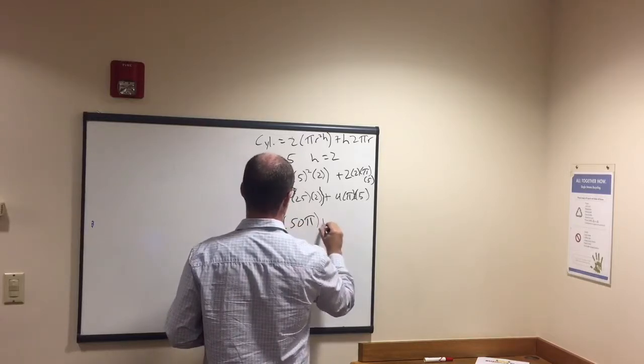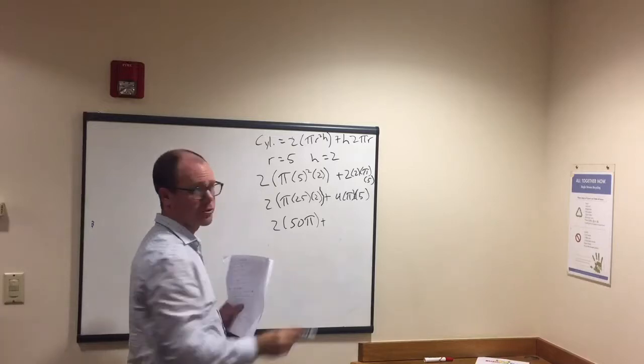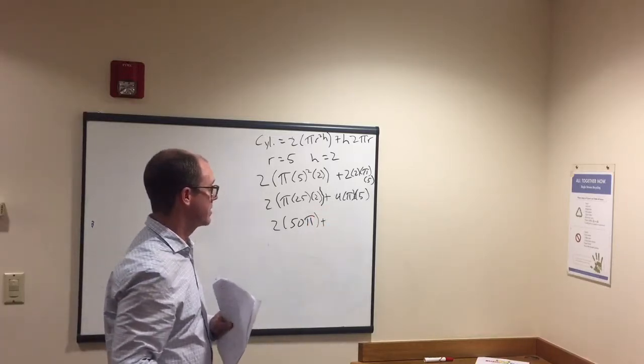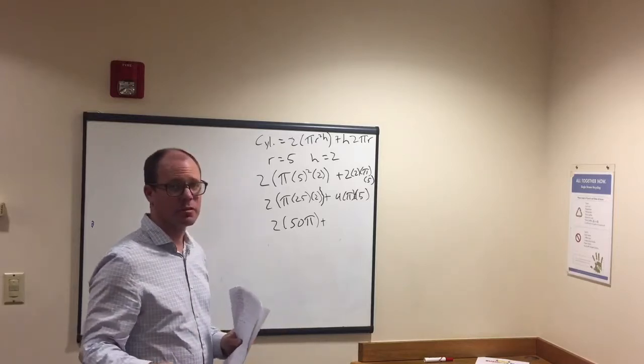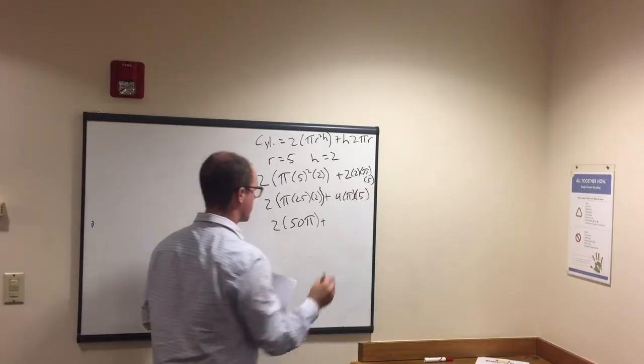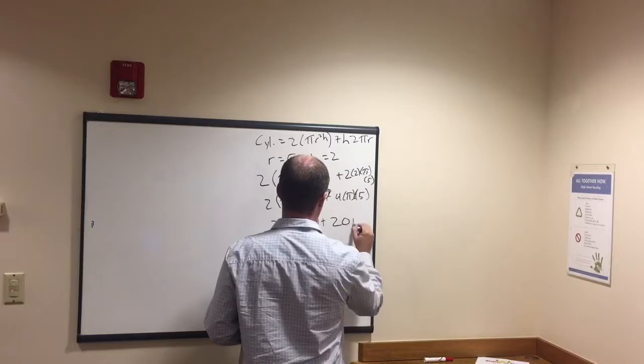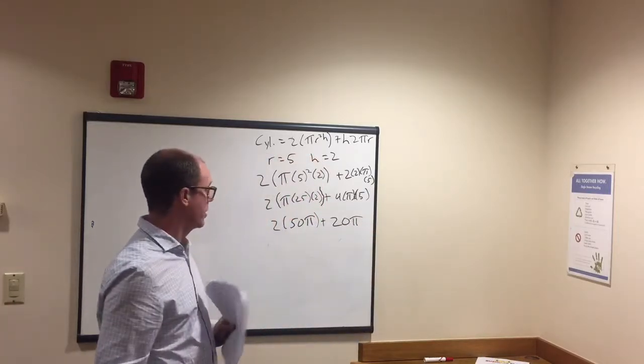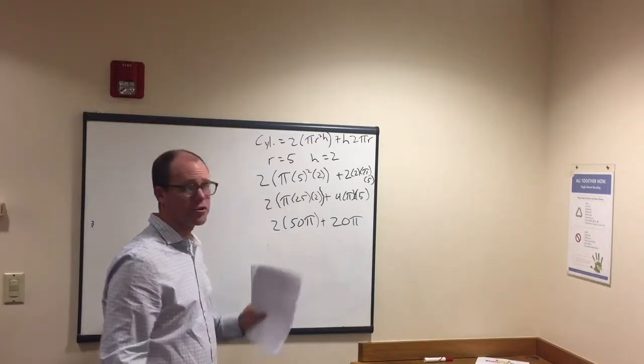Times 2 plus, sorry I kept running out of room here on the right side, hope you can read it. We have 4 times pi times 5. Right, so we know 5 times 4 is 20. So we have 20 pi here. Okay, and then we've got to multiply 50 and 2 together on this one. So that's 100 pi.